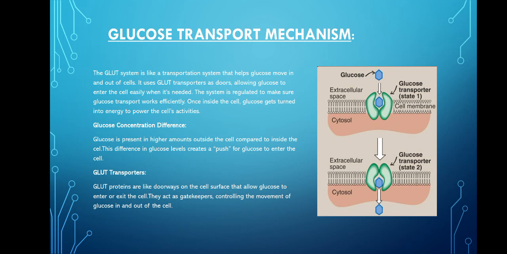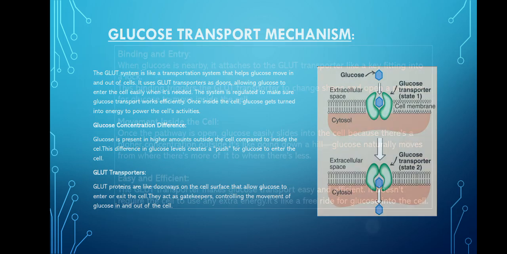Step 2. GLUT transporters. GLUT proteins are like doorways on the cell surface that allow glucose to enter or exit the cell. They act as gatekeepers controlling the movement of glucose in and out of the cell.